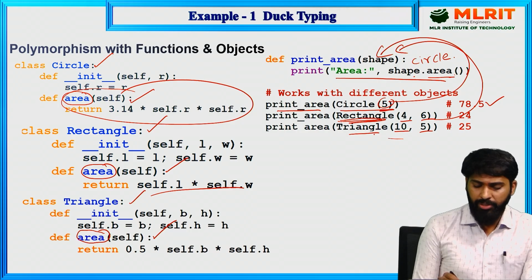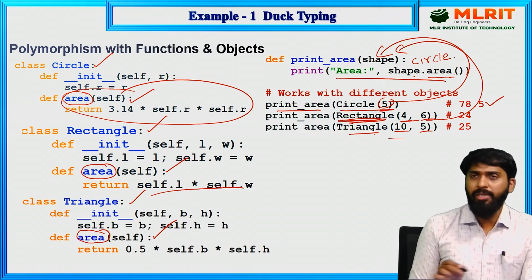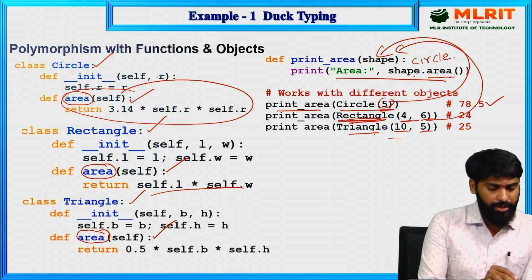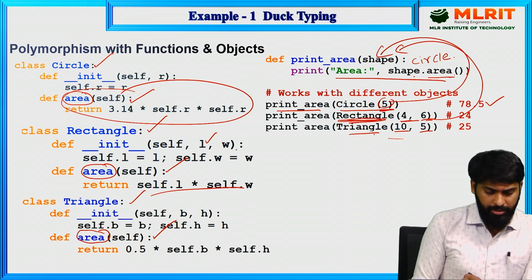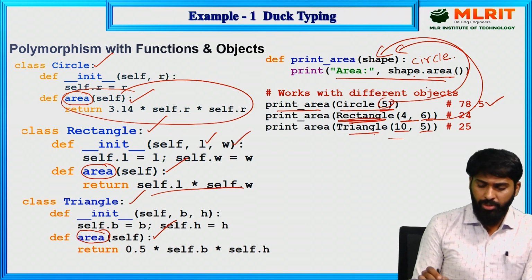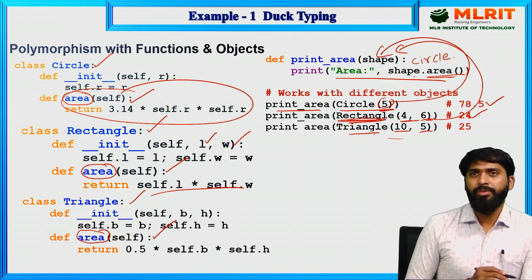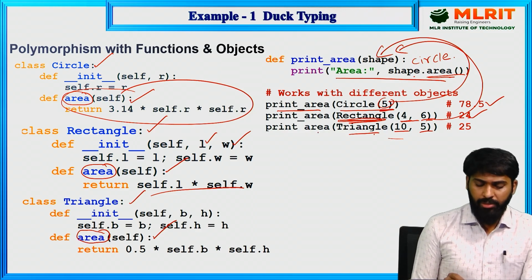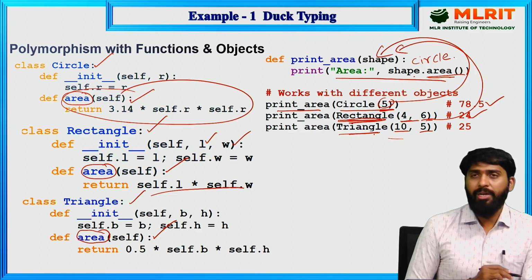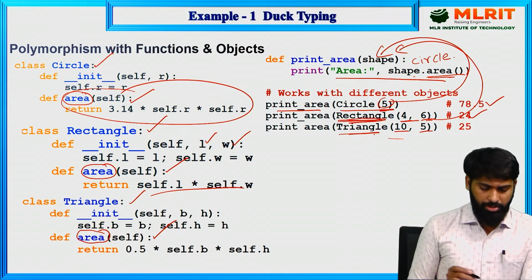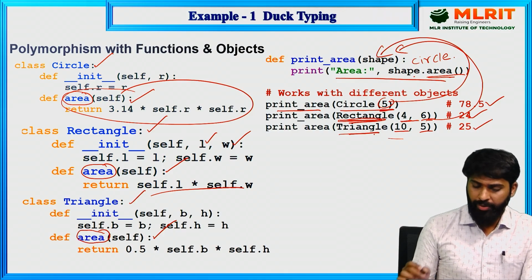In the second function call, rectangle 4 comma 6. Now 4 is assigned to L, 6 is assigned to W. So here we call the area, so it returns 24 as an output. Okay. So in the third function call we use triangle as a shape. So it returns 25 as an output.